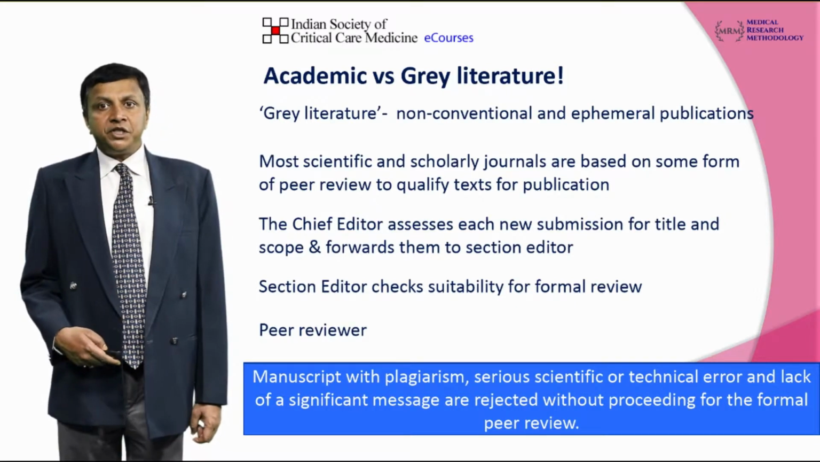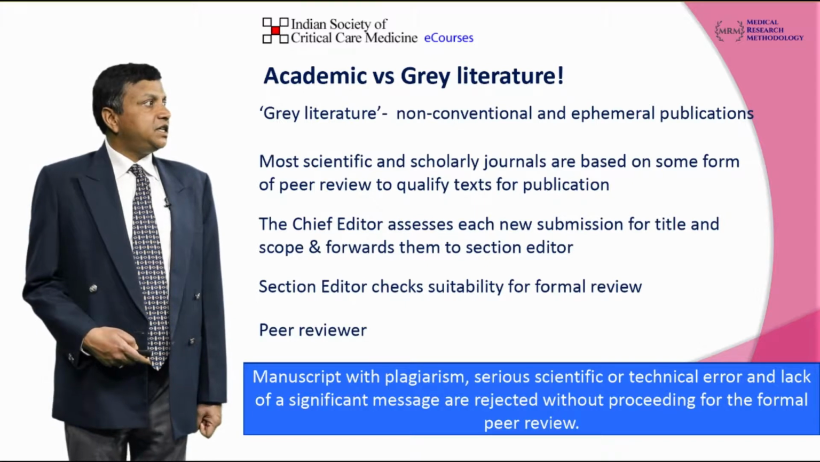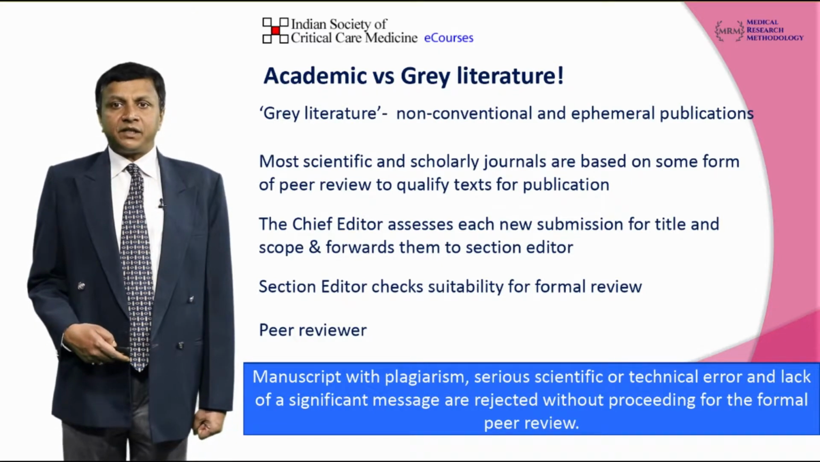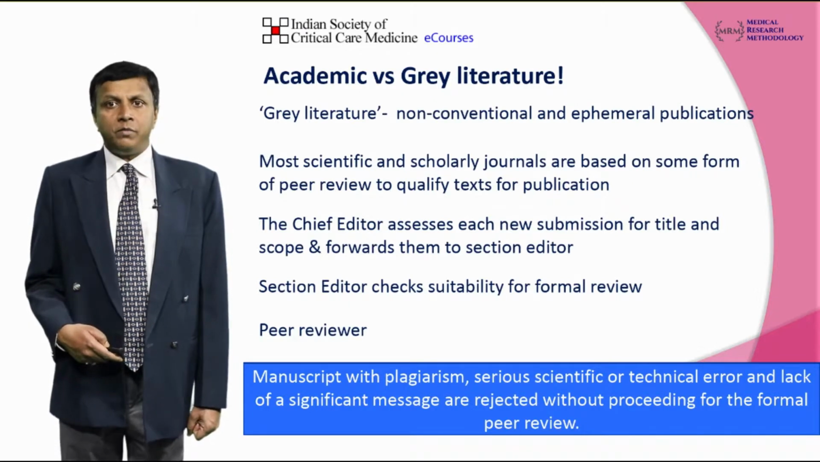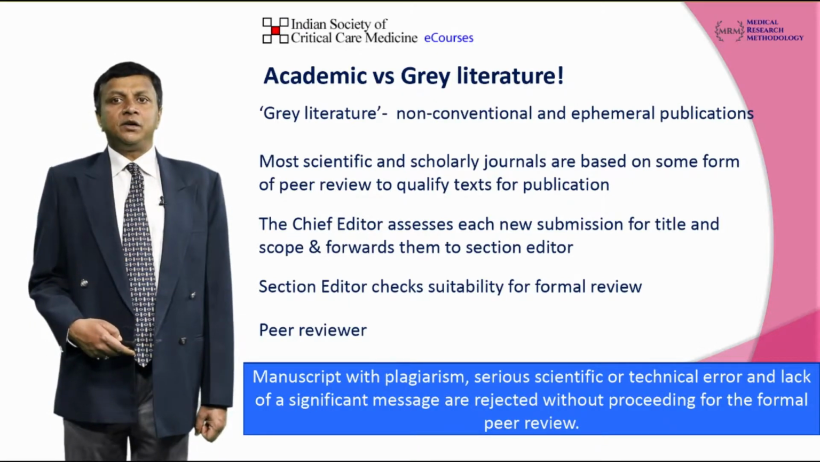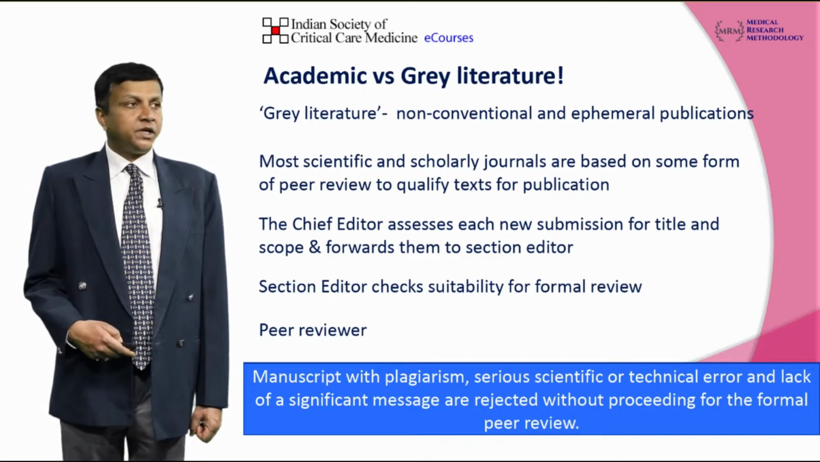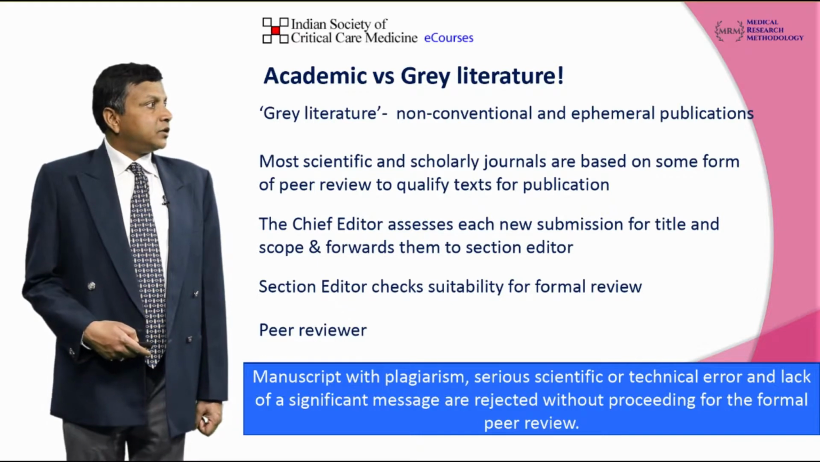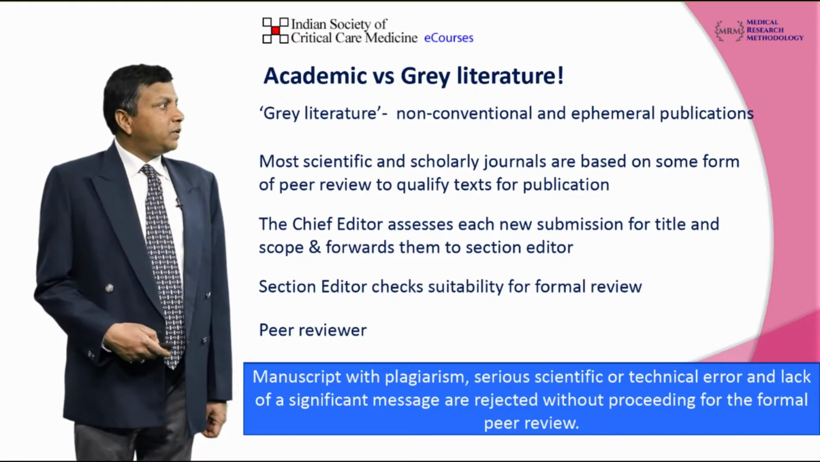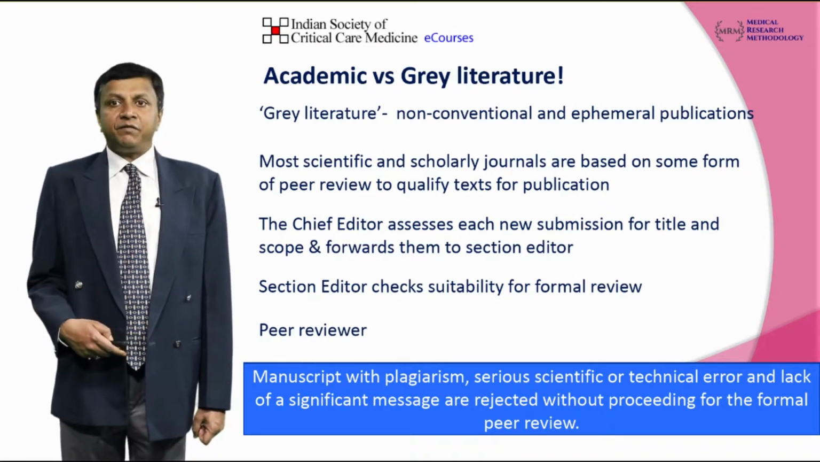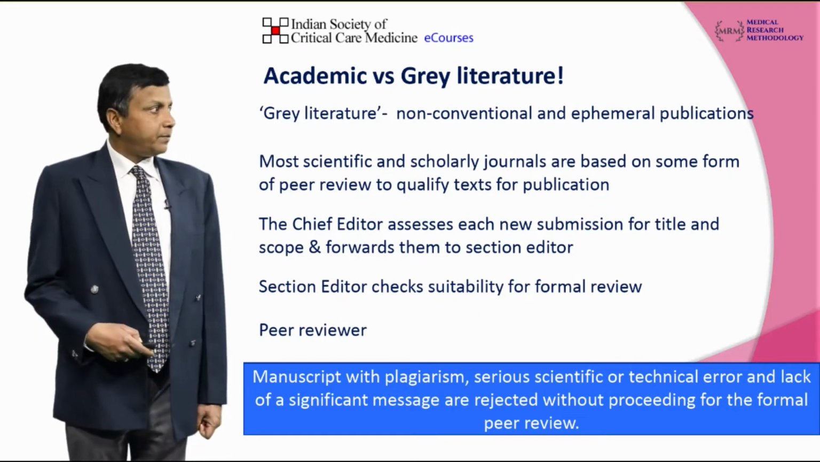Normally in a team, the chief editor of the journal assesses each new submission for the title and scope and forwards them to the section editor. Some journals may not have section editors; instead they may have editorial board members. So usually the chief editor forwards those submissions to the section editor or to the respective editorial board member. This section editor or editorial board member checks for suitability for formal review. After that, if he finds that it is suitable, he sends it to one or many peer reviewers.